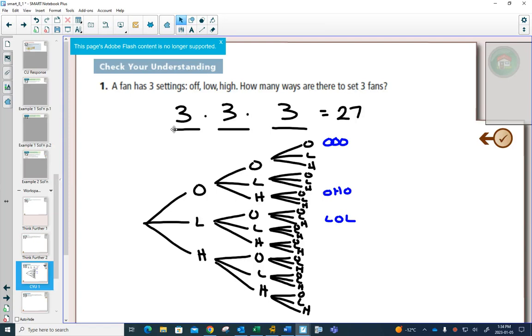What's annoying about the tree diagram is it gets very big very quick. What's nice about the fundamental counting principle is that you can count things quickly and easily. So here, you could have 27 different nights in a row with a different wind setting to go to sleep. Very nice.